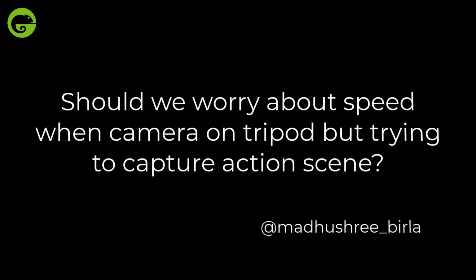Should we worry about speed when the camera is on a tripod but we're trying to capture an action scene? Okay, the short answer is yes. If you're photographing an action scene, like I mentioned before, you have to have a fast shutter speed, even if you're on a tripod. Because if you don't have a tripod, all it's doing is eliminating your handshake, or camera shake as we call it. As much as we'd like to think we don't shake, we do. So that rule of your shutter speed should be 1 over focal length. If I'm using a 400mm lens, a 400th of a second shutter speed will eliminate some of the camera shake that I have.